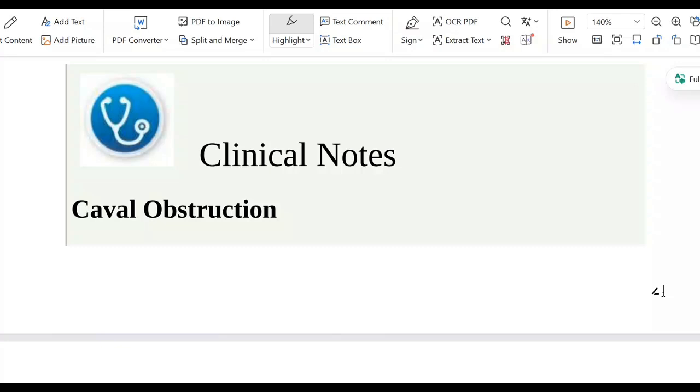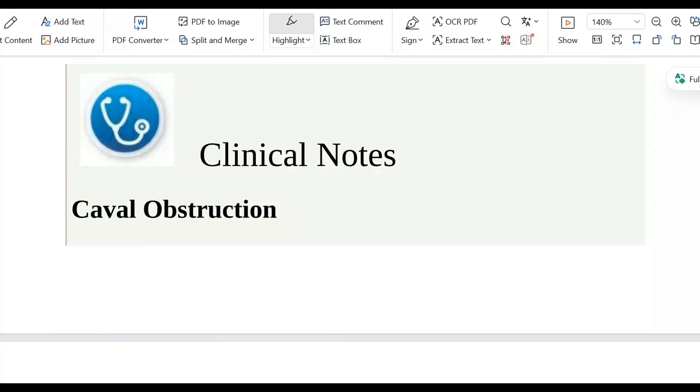So before starting, let's know why these clinical notes are important. You already know the abdominal wall contains many superficial veins and lymphatic vessels. Normally blood flows easily back to the heart and the lymph flows to the nearby lymph nodes. But when a major vein becomes blocked or when portal hypertension develops, these superficial vessels become alternate pathways, or you can say collateral pathways. That's why they become enlarged and visible.